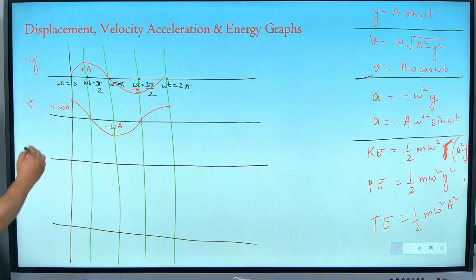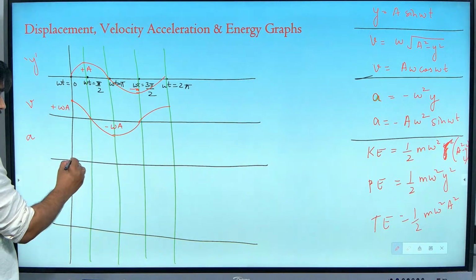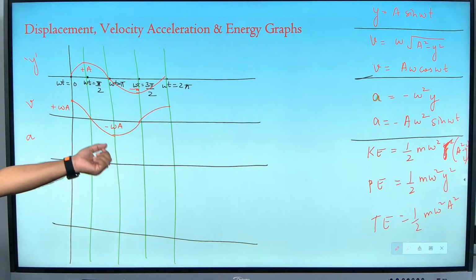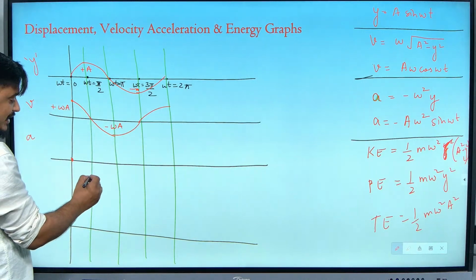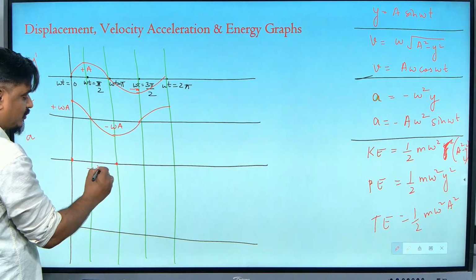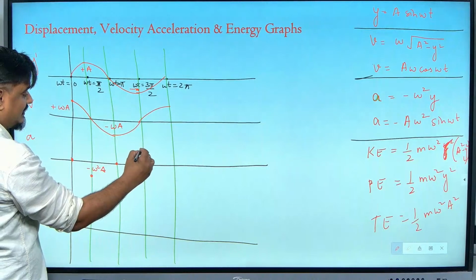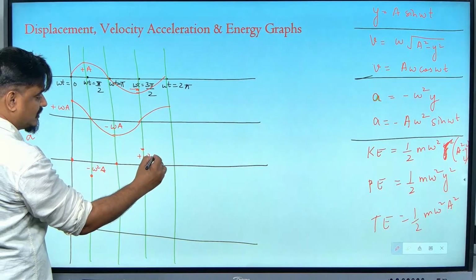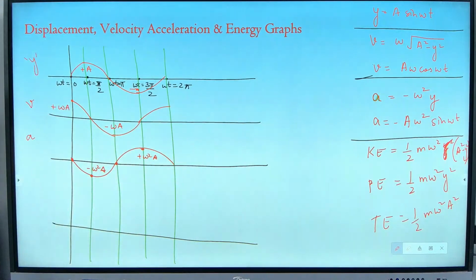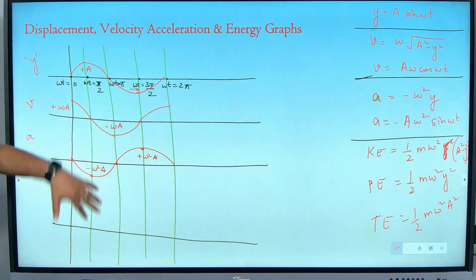Then comes the graph of acceleration. Acceleration at mean is how much? 0. So, I will take 0. Then it is how much? Minus omega square a will come first. So, minus omega square a, then 0, then plus omega square a, then 0. If I draw this, it will come like this. Exactly opposite of displacement. It is opposite of displacement, am I right?